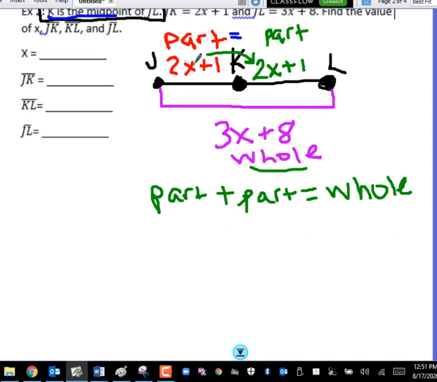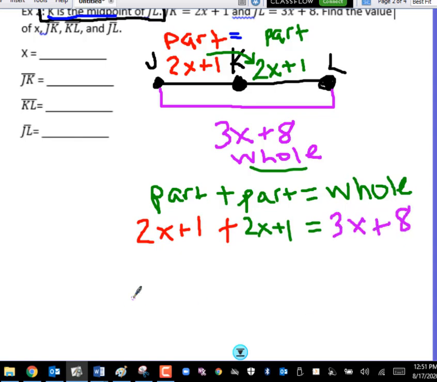So one of my parts was 2x plus 1. Plus, what was the other part? Well, the other part was the same thing as the first part, 2x plus 1, because we had to repeat it. Because they only told us one part. And then my whole was 3x plus 8. And now I'm just going to go through and solve this equation.